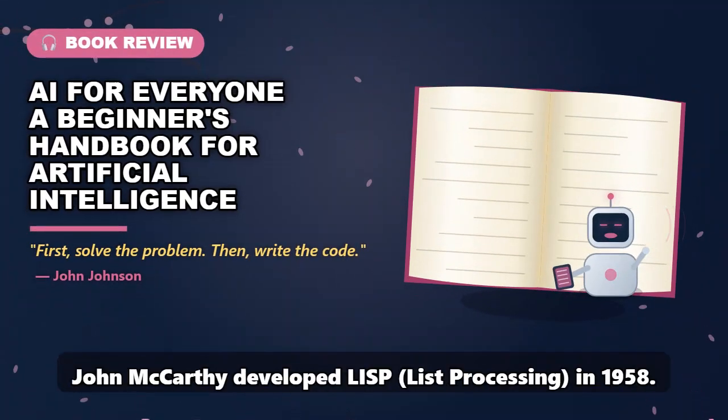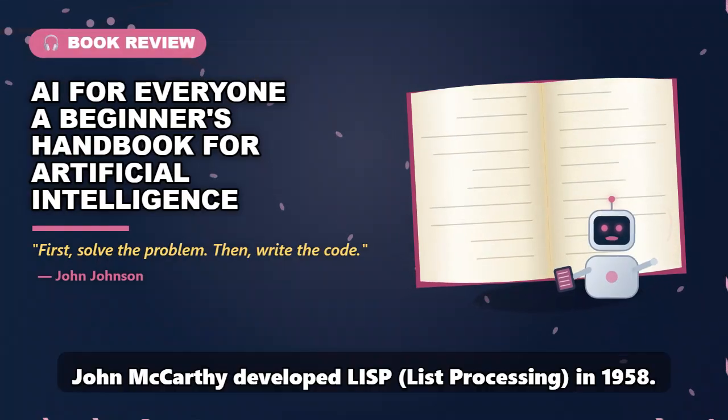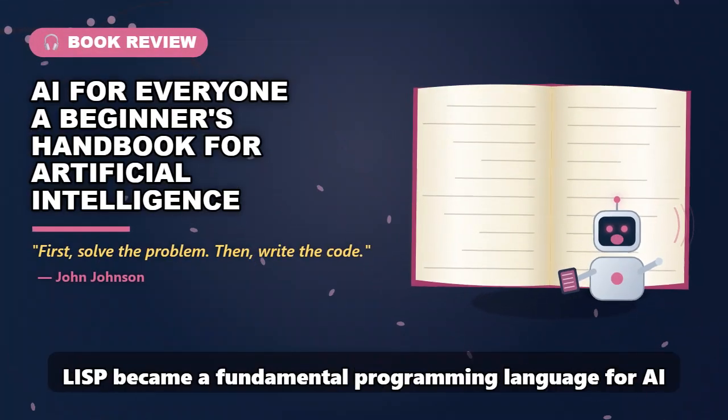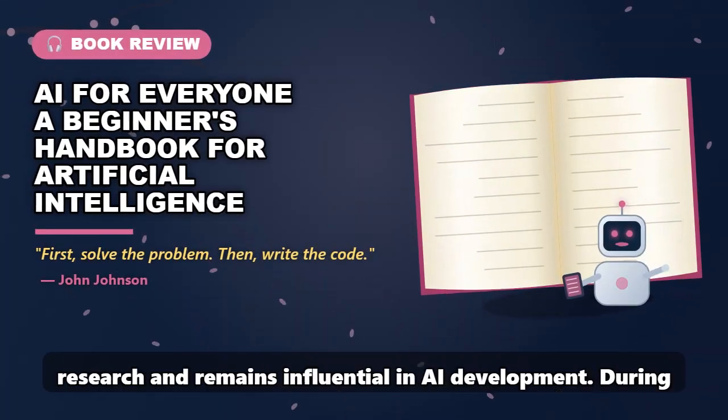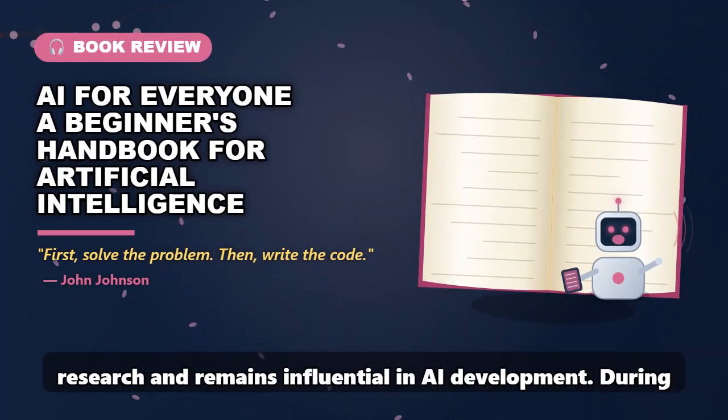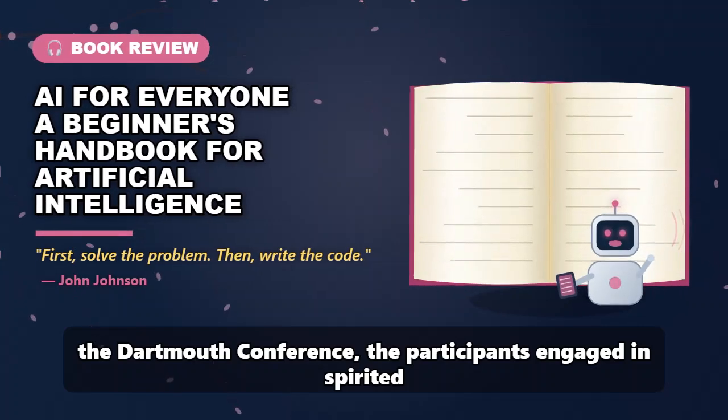John McCarthy developed Lisp, list processing, in 1958. Lisp became a fundamental programming language for AI research and remains influential in AI development.